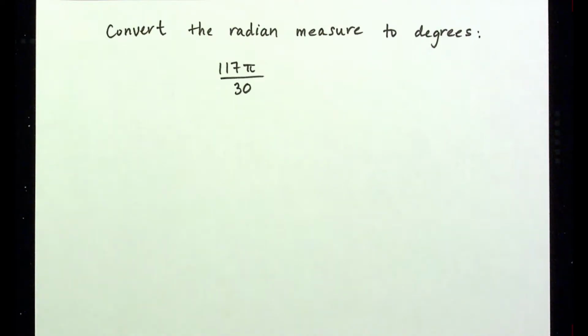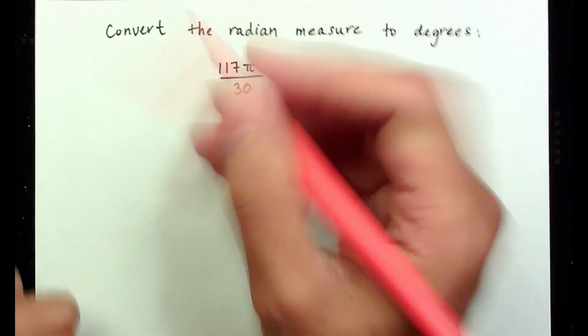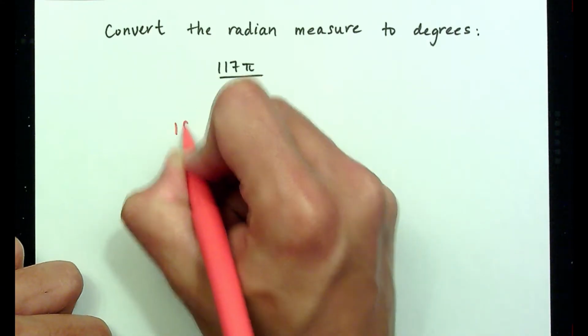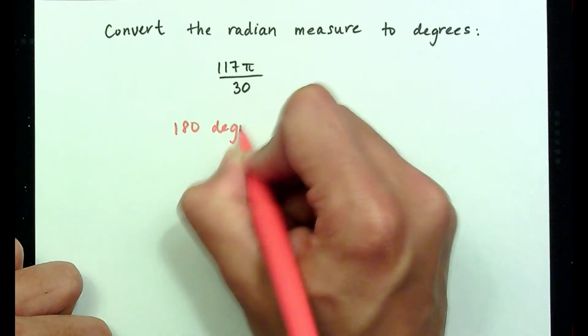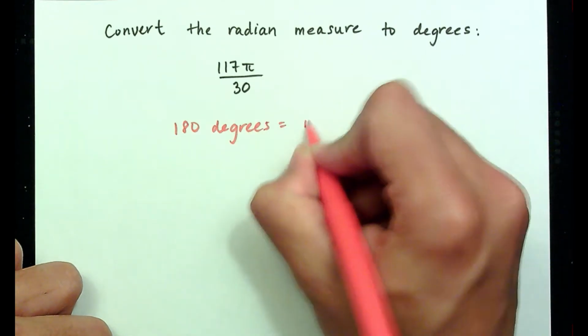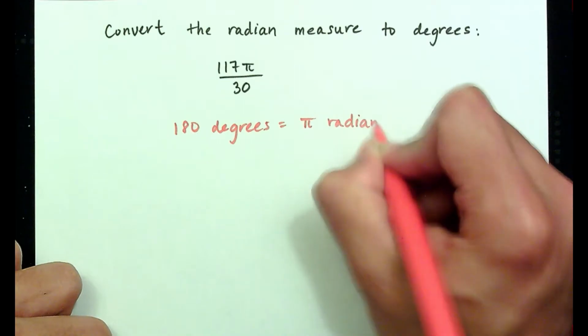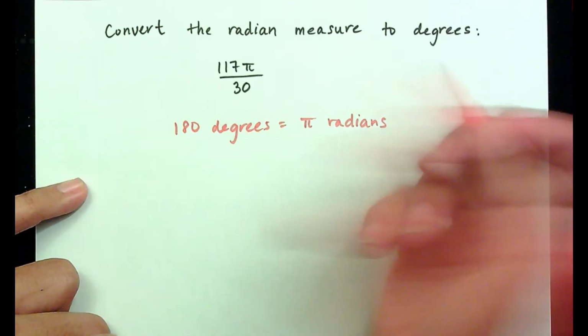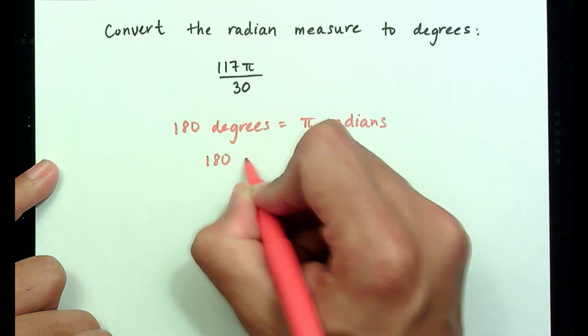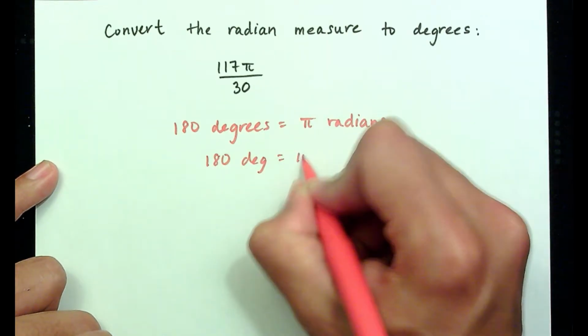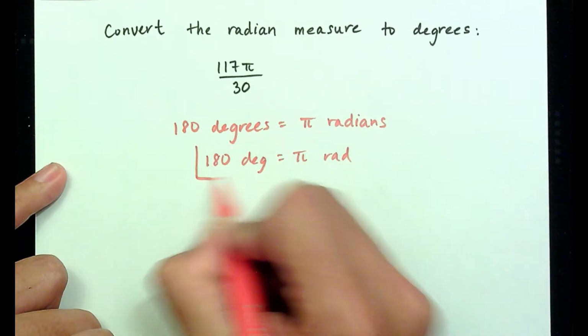Converting from radians to degrees. So in this example, we have to convert 117 pi over 30 radians to degrees. Okay, for this problem, we have to remember the relationship between radians and degrees, and that is that 180 degrees equals pi radians. Or I like to abbreviate it like this: 180 deg for degrees equals pi rad for radians.